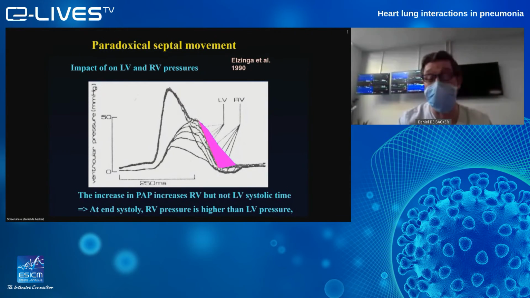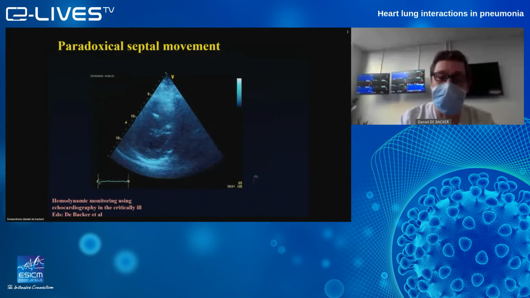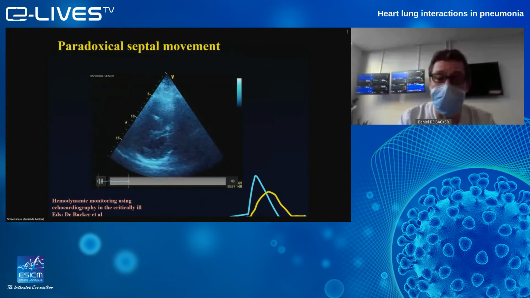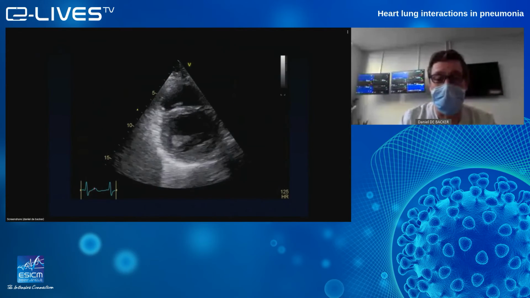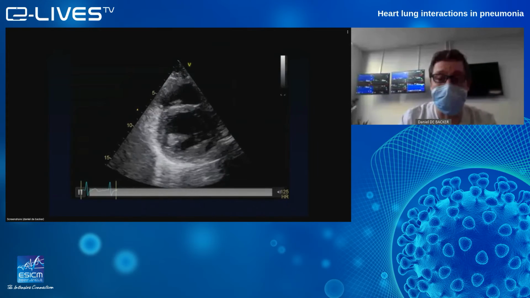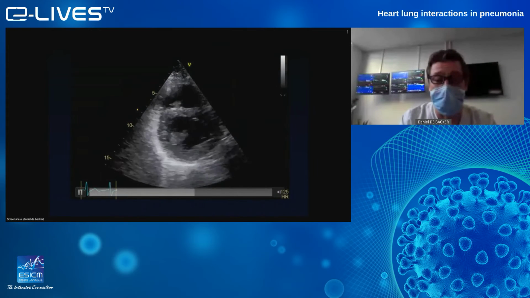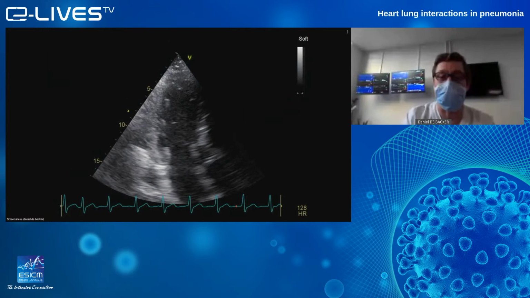And this will induce a shift in the septum from the right heart to the left side of the heart. So we can see here this bowing occurring here at the end of the systole, as you can see here. And here again, a very nice example, where you can see this bowing here occurring exactly at the end of systole.